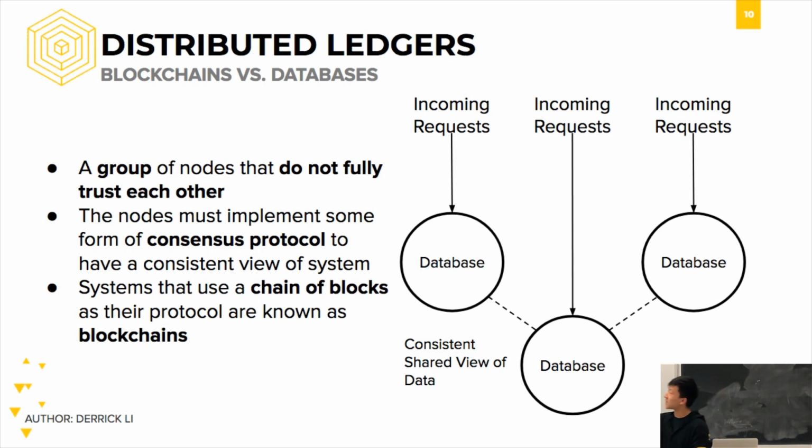It's a group of nodes that do not fully trust each other. In a distributed database, you expect all of them to trust each other already. In the distributed ledger, you're coming to consensus with some kind of algorithm.